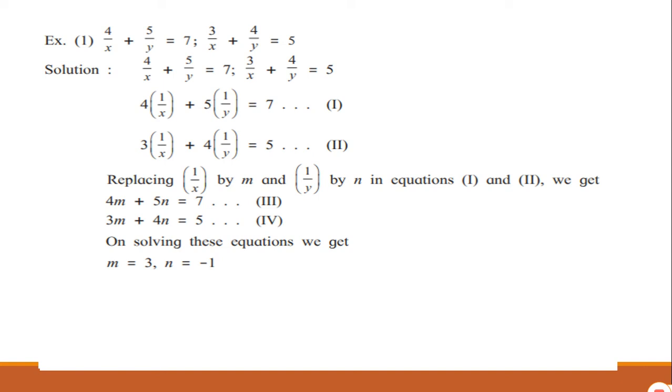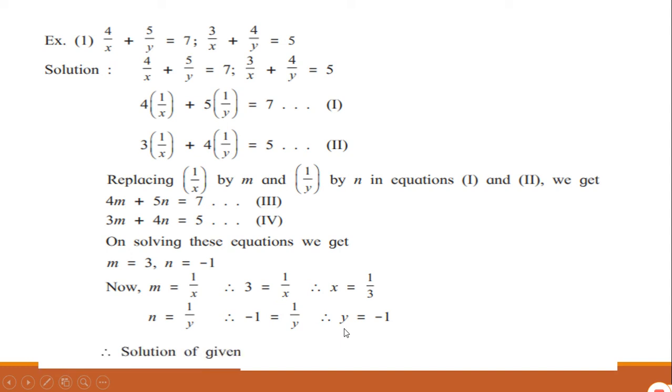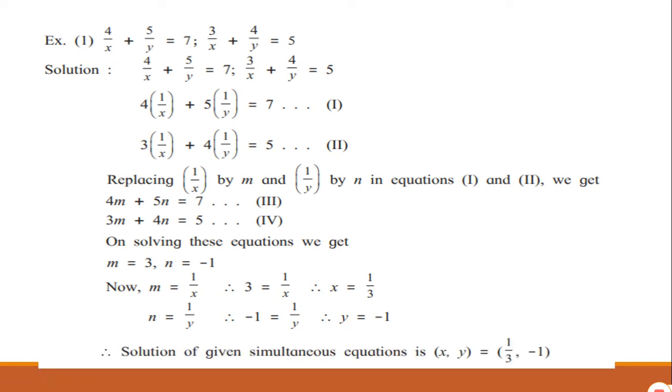Now, resubstitute the values of m and n like this. m equal to 1 upon x. Therefore, 3 equal to 1 upon x. So, x equal to 1 upon 3. And n equal to 1 upon y. Therefore, minus 1 equal to 1 upon y. Therefore, y equal to minus 1. So, this is the solution of these equations: 1 upon 3, minus 1.